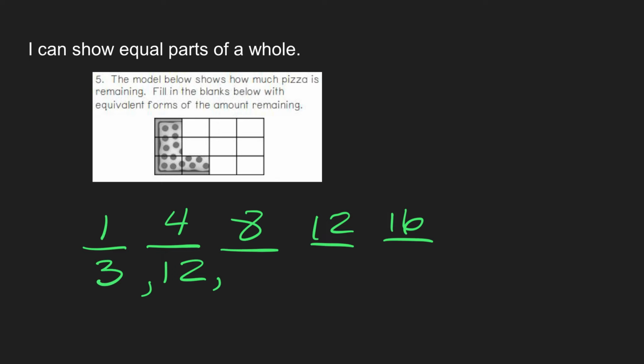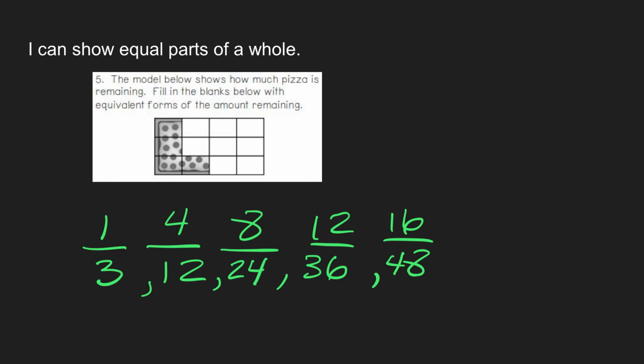So then, in this case, I could go from 12 to 24. I could go from, if I did 4 times 3, I got 12. 12 times 3 is 36. 4 times 4 is 16. 12 times 4 is 48. And so on. I could keep going if I wanted.